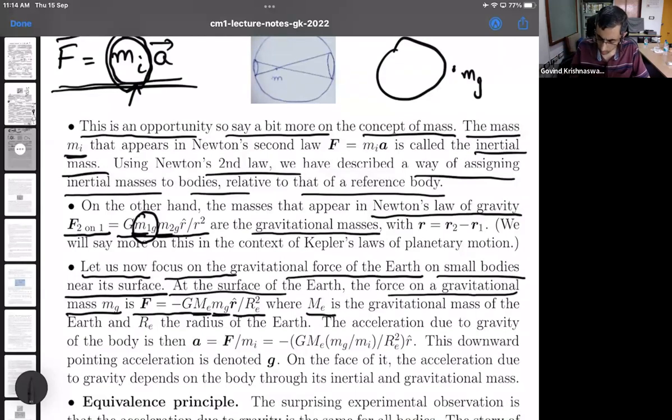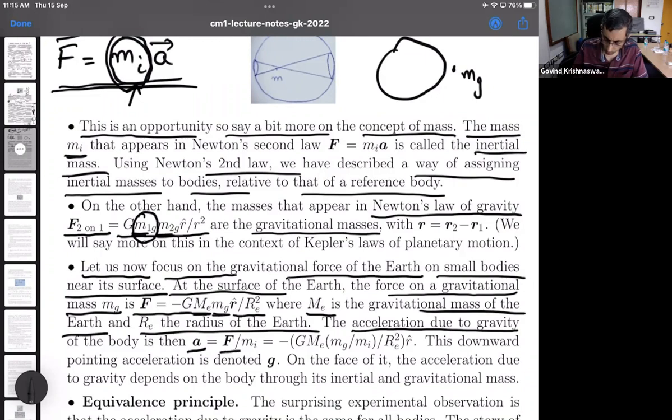Yeah, so M_E is the gravitational mass of the Earth and R_E is the radius of the Earth. Okay, so from this formula, we define the so-called acceleration due to gravity. There is this force that is acting on the body. By Newton's second law, the body would accelerate, and that acceleration vector is given by the force acting on it divided by the inertial mass.